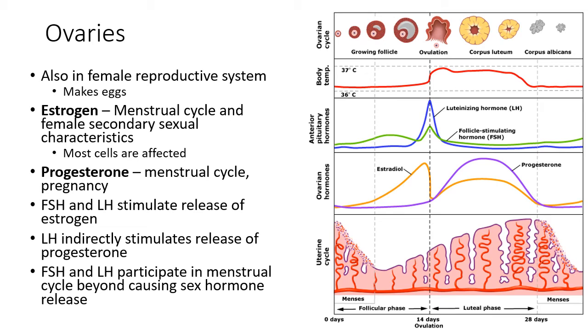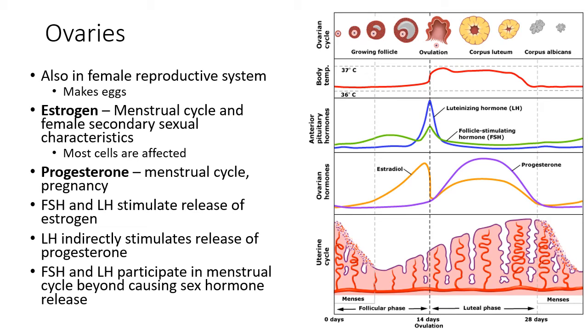Okay, so one of the endocrine organs whose hormone release is controlled by the anterior pituitary is the ovaries in women. The ovaries are part of the endocrine system because they release estrogen and progesterone. They're also part of the reproductive system because they make eggs. Estrogen and progesterone both coordinate with each other and with FSH and LH to control the menstrual cycle. FSH and LH, of course, being from the anterior pituitary.